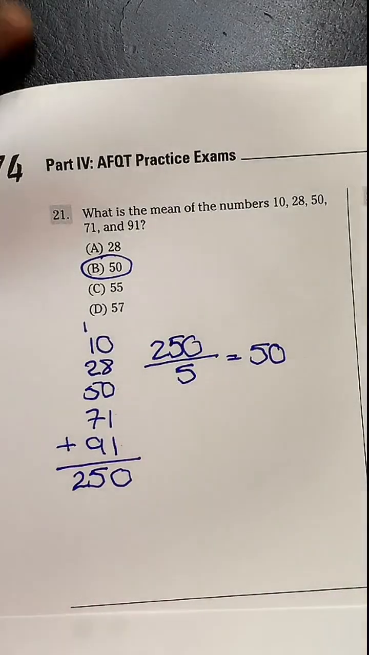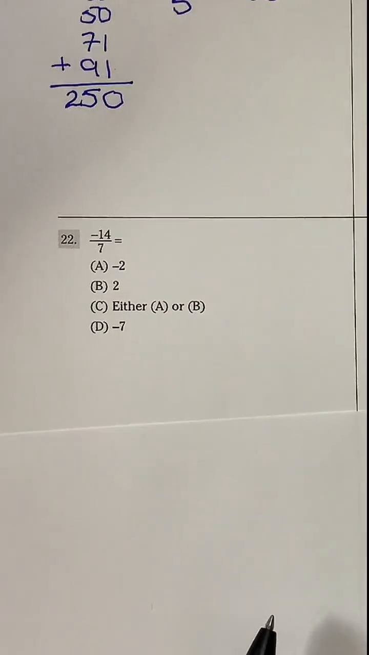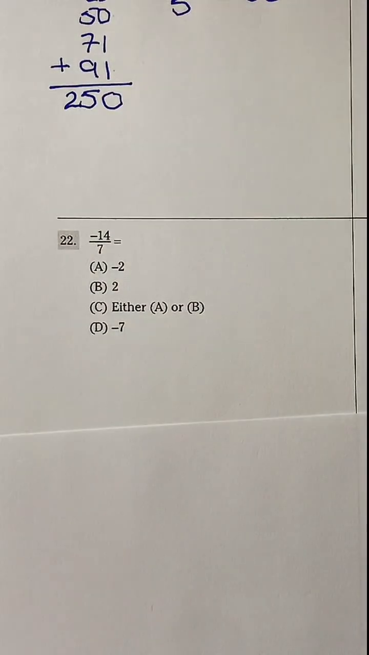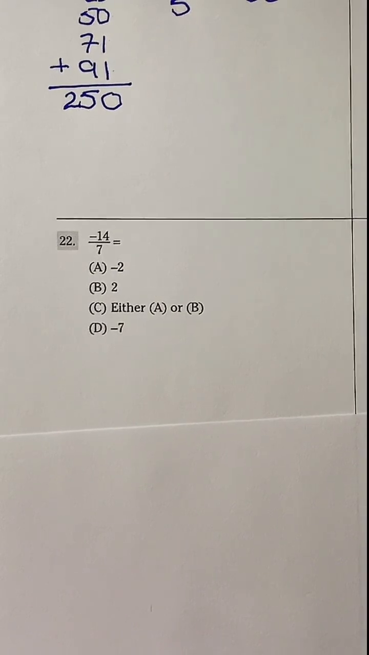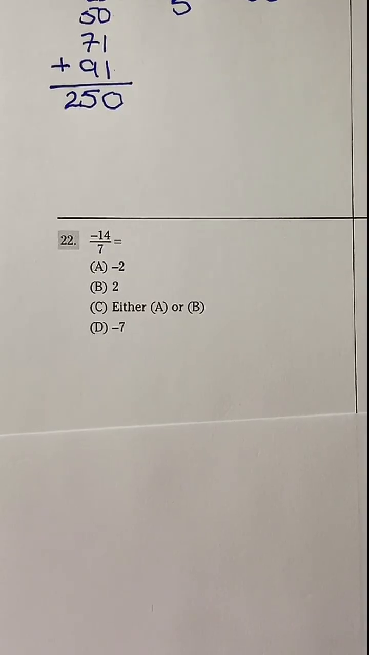All right. 22. Negative 14 divided by 7. Seriously, people. A, negative 2, B, 2, C, either A or B, or D, negative 7. What do we got?